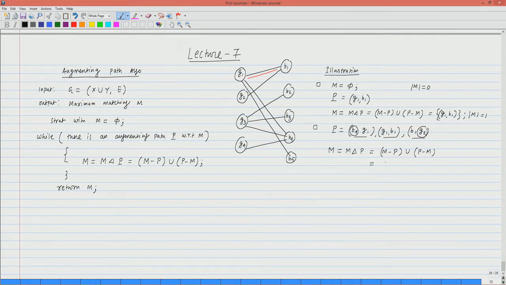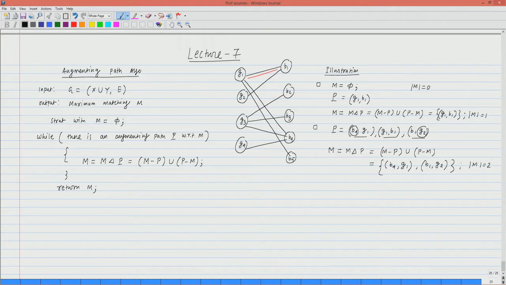So, this will consist of two edges now, B4 G1 and B1 G2. So, these are the two edges now in your matching. So, your matching size has now become equal to 2. That is what I told you before: every time you augment along an augmenting path, the size of the matching will increase by 1 at every step.